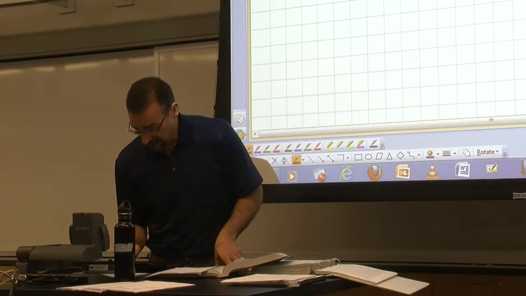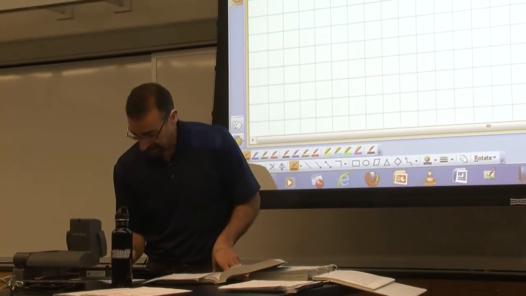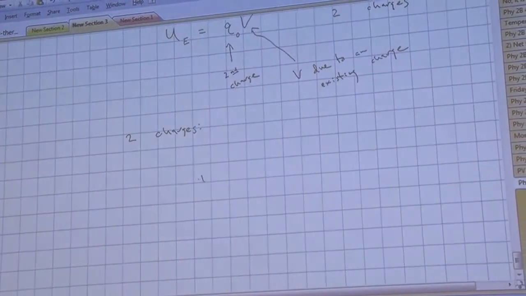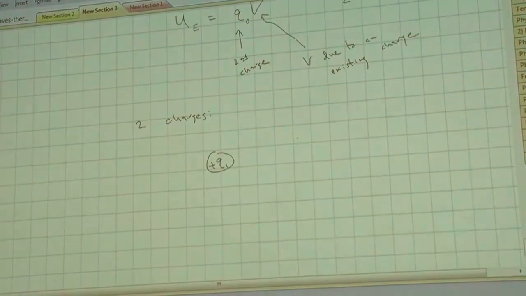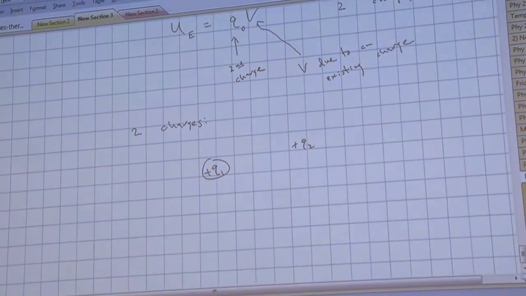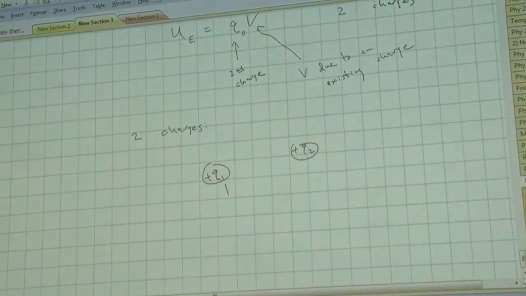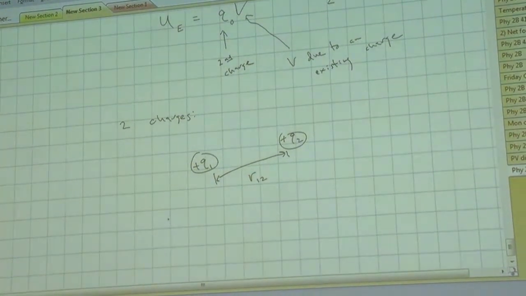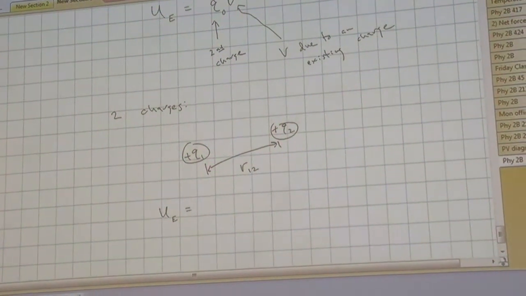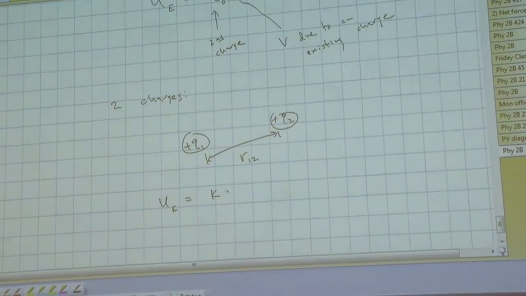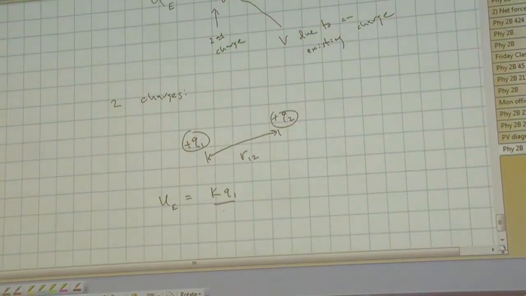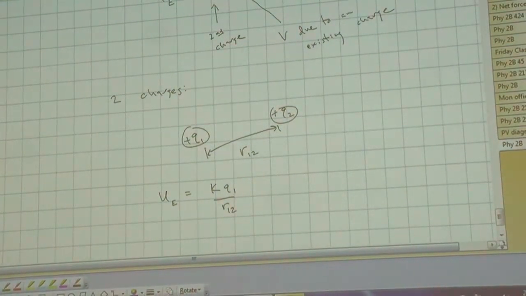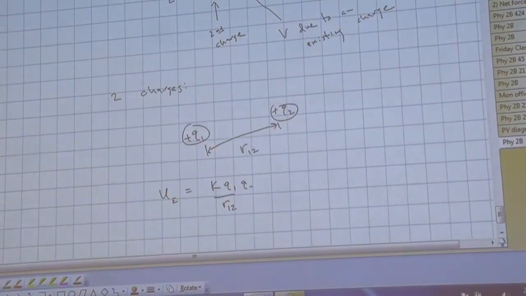So let's just do two charges. We've got a plus Q1 and plus Q2 and a distance R12. Then the potential energy is KQ1 over R12. That's the potential due to Q1, and we multiply that by Q2.